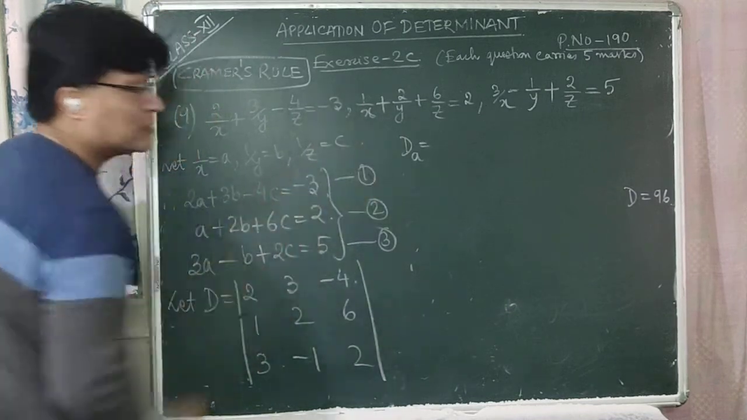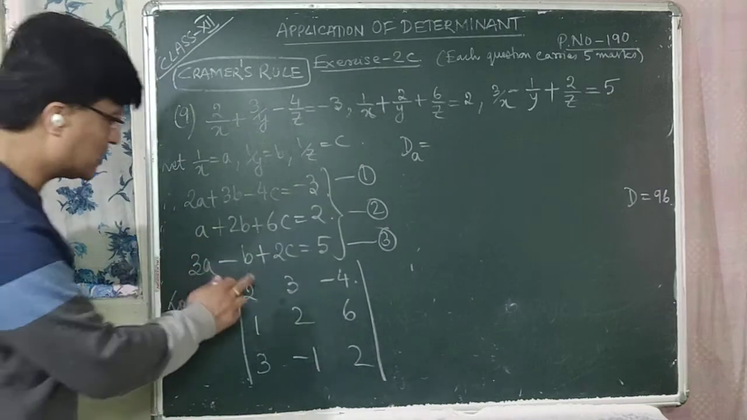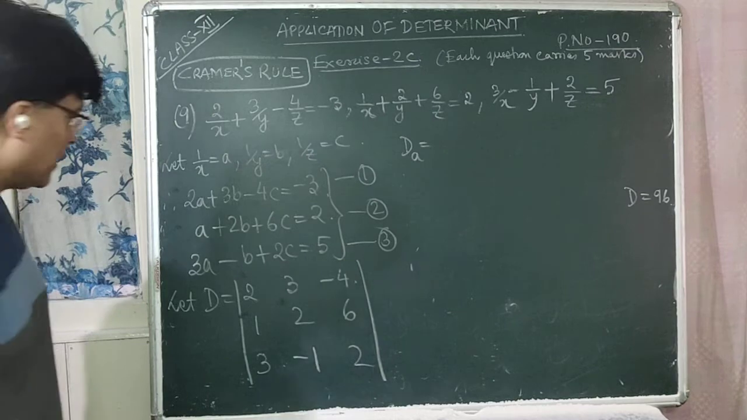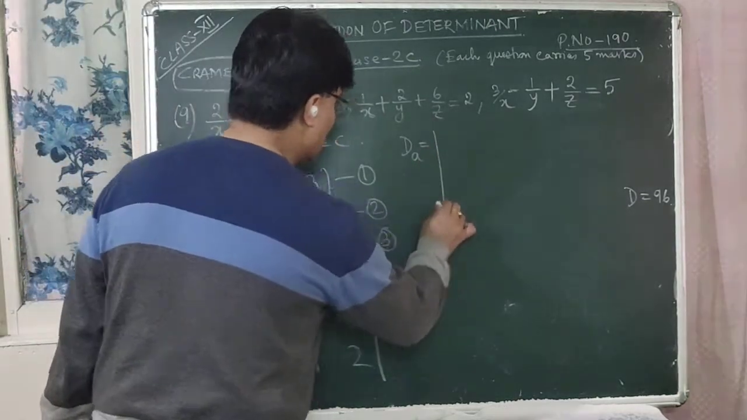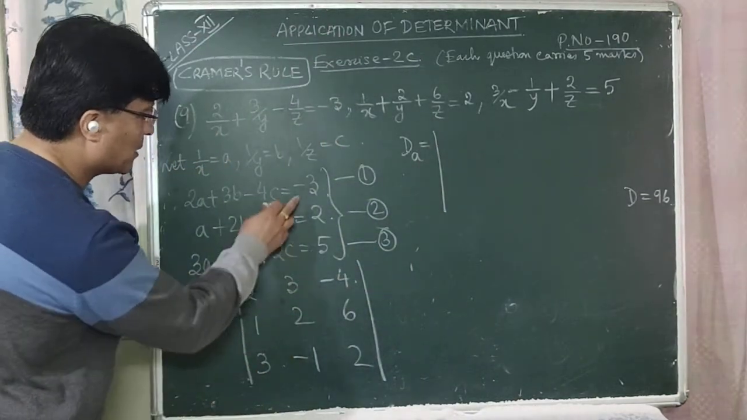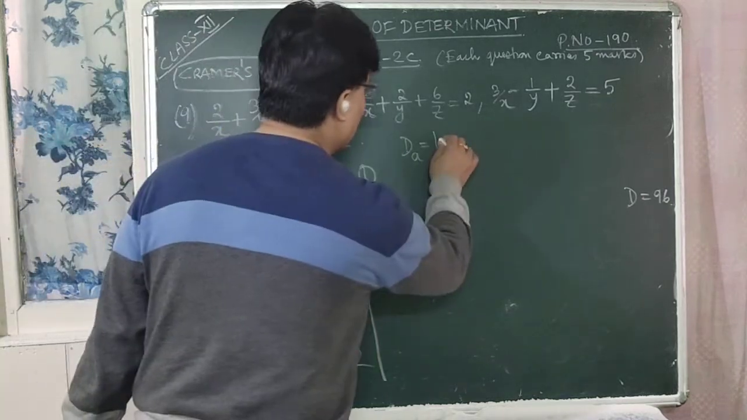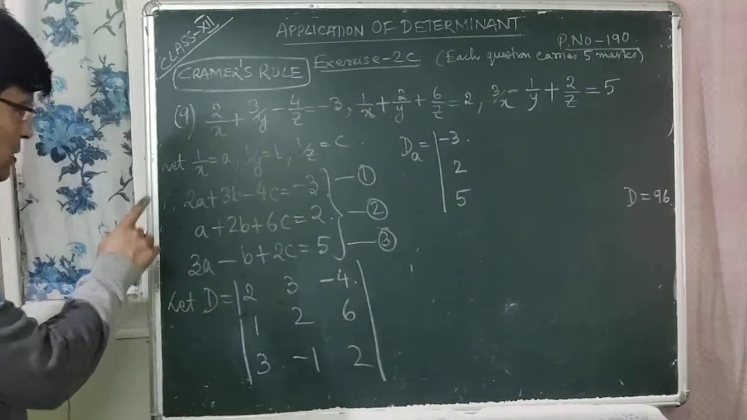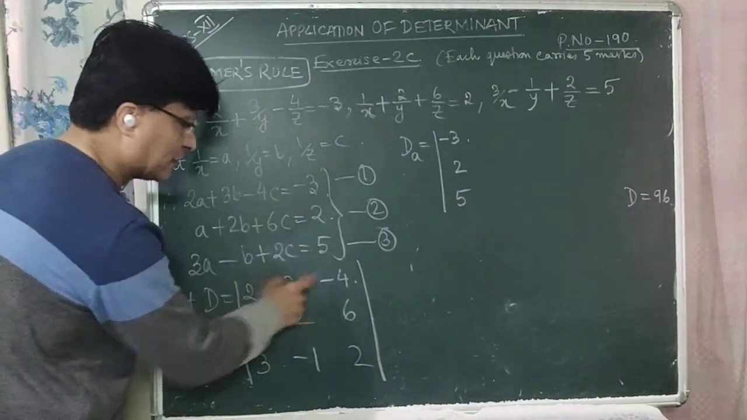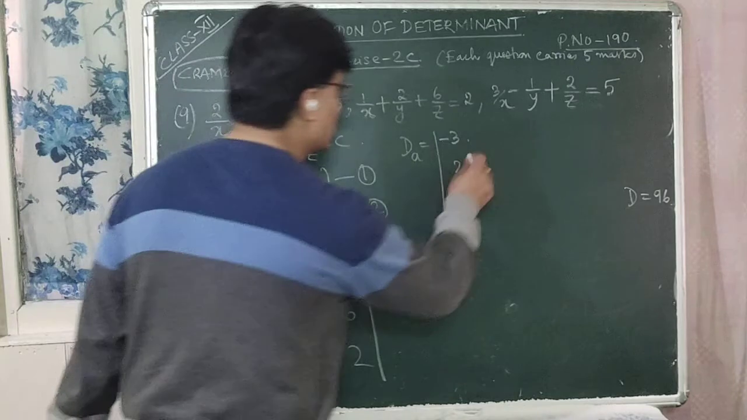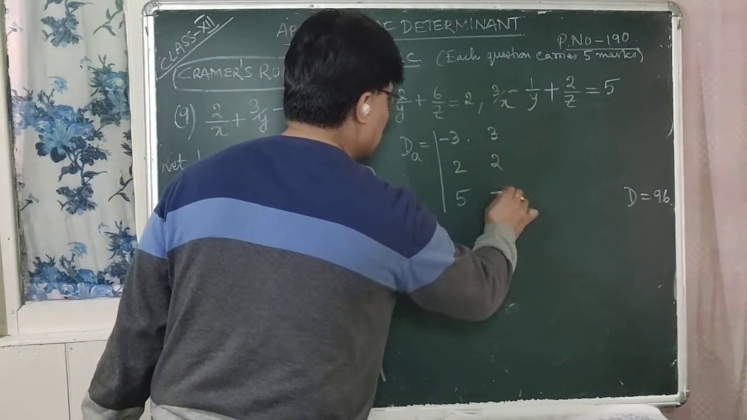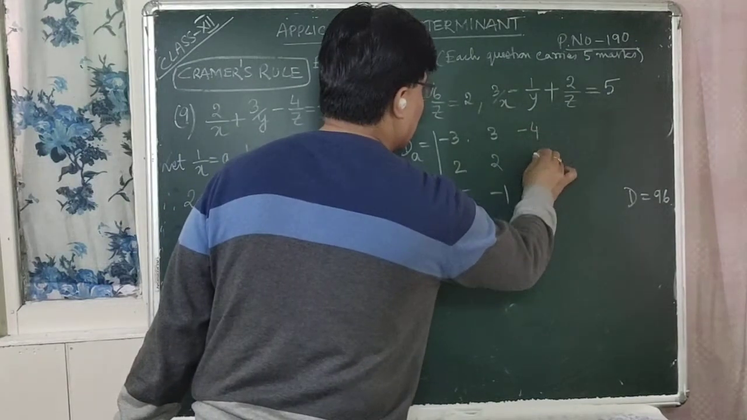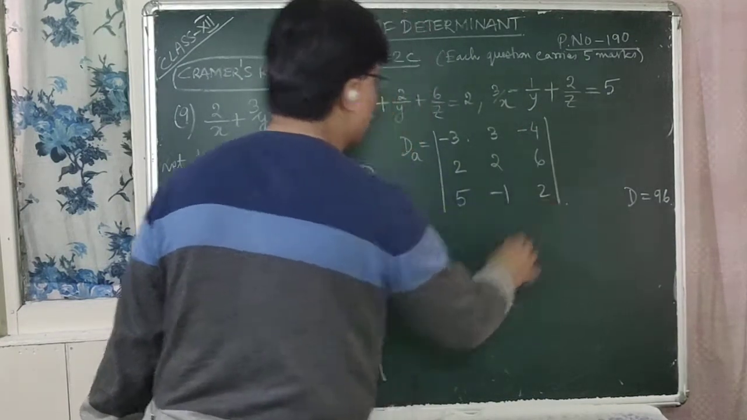Right? Now, this first column, that is coefficients of A, should be replaced by what? Constant in the determinant dA. And the second and the third column should remain same. Right? Now, these 2, 1, 3 are replaced by this constant minus 3, 2, 5. Then second column and third column remain same. That is 3, 2, minus 1. Then minus 4, 6, 2, right?